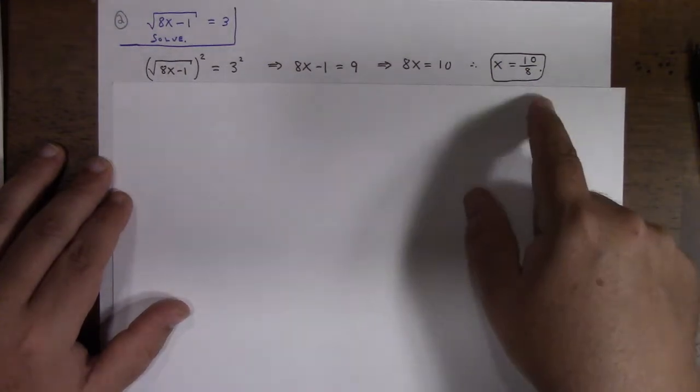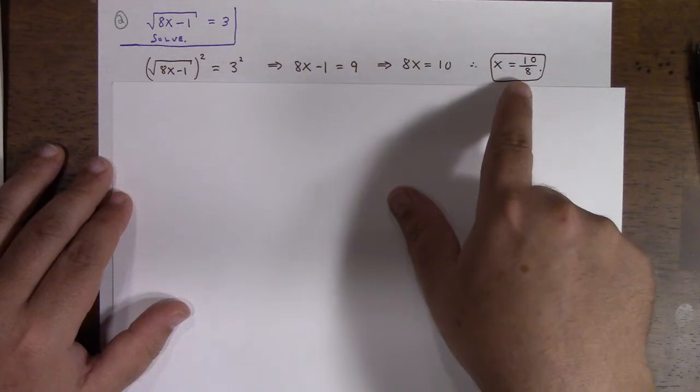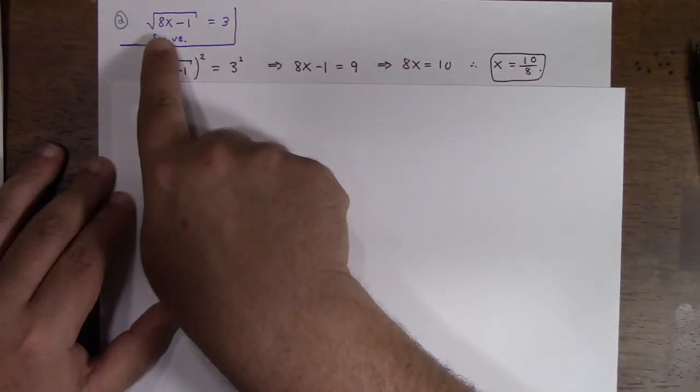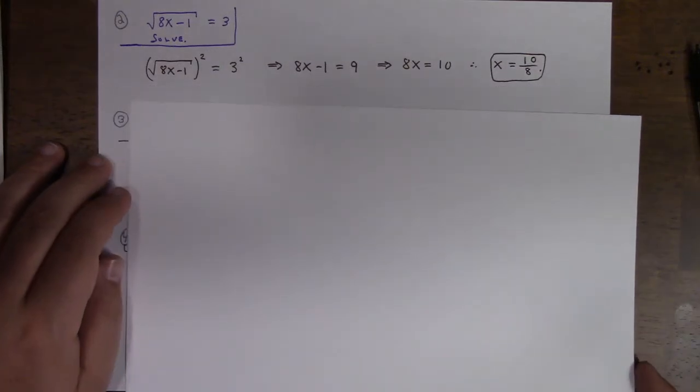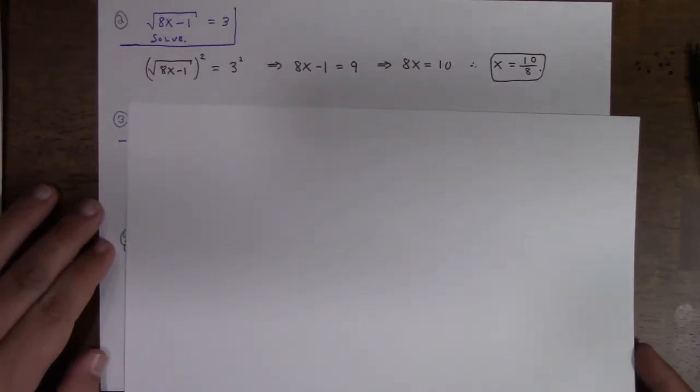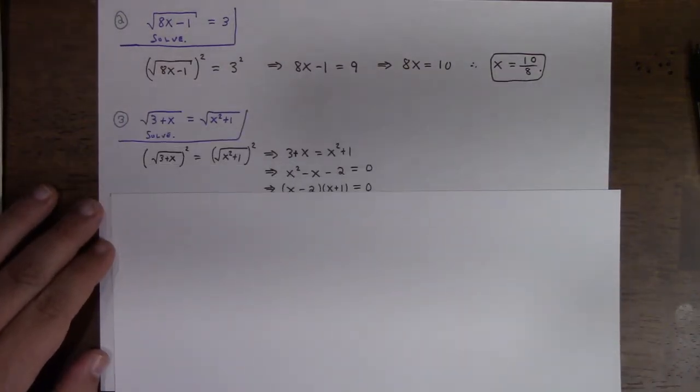And of course you can go back and check that here. When you plug in 10 over 8, you get the square root of 10 minus 1, which is the square root of 9, which is equal to 3. Hooray, it actually works. It's always good to go back and check with these kind of problems.